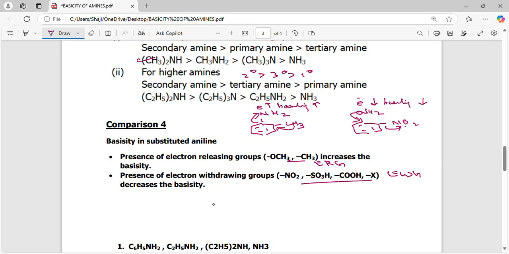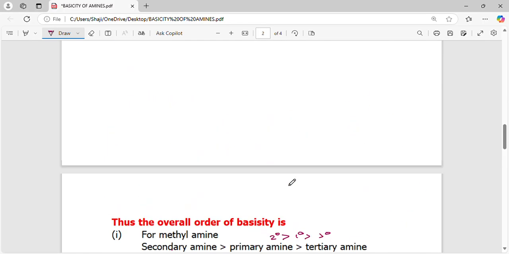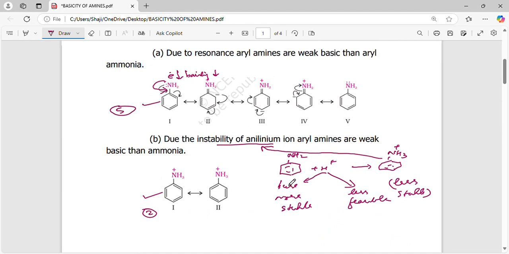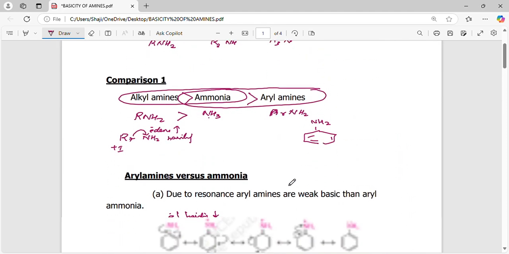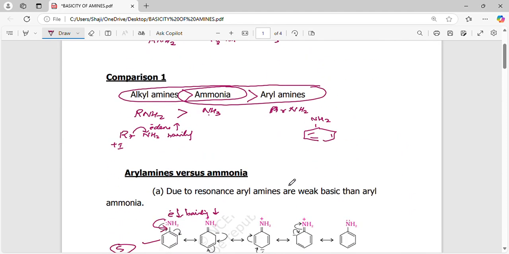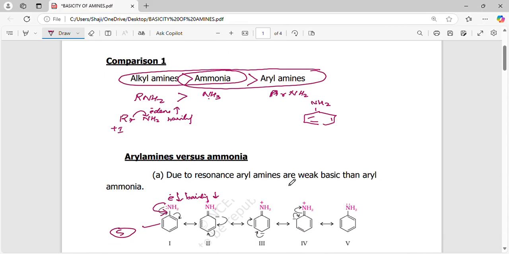So we can conclude like this: if there is an electron releasing group, it increases the basic character, but if a withdrawing group is there, it decreases the basic character. Okay, so these are the four comparisons. So once more, if you have a question, always you check alkyl, ammonia and aryl amine, and alkyl first, followed by ammonia and then aryl.